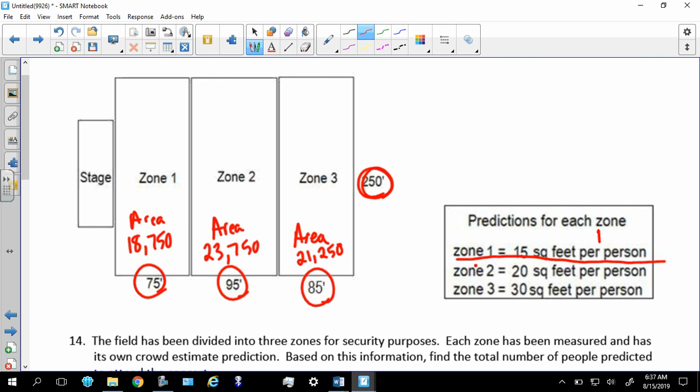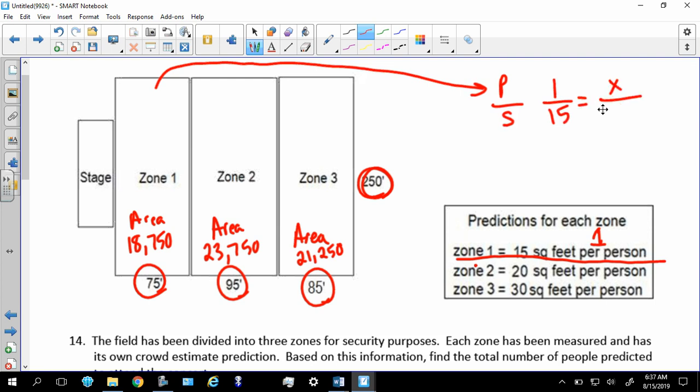Okay. Now, if you notice the predictions, for zone 1 it is 15 square feet per person. Again, per person is a 1. So over here for zone 1, people over space, 1 over 15 is equal to x over 18,750. Cross multiply, and you get 1,250 people.